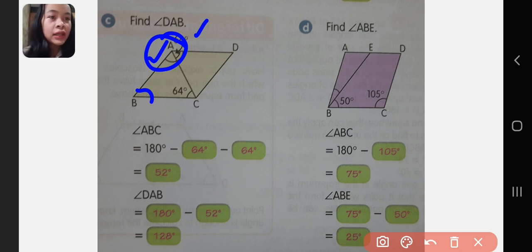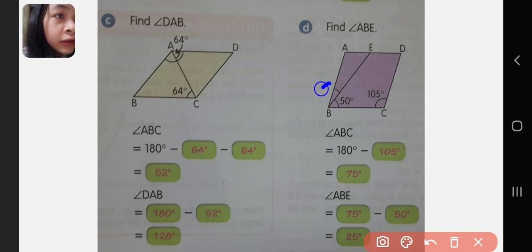That is for C. And how about for D? For D, find ABE. Okay, this little part. How to find ABE? We must know ABC first, and then we can minus ABC with 50 degrees. How to find ABC?